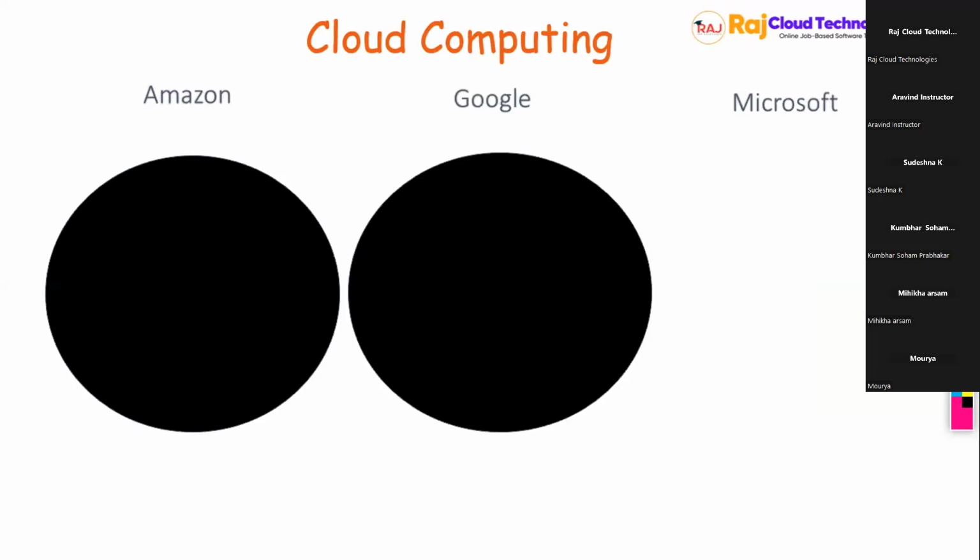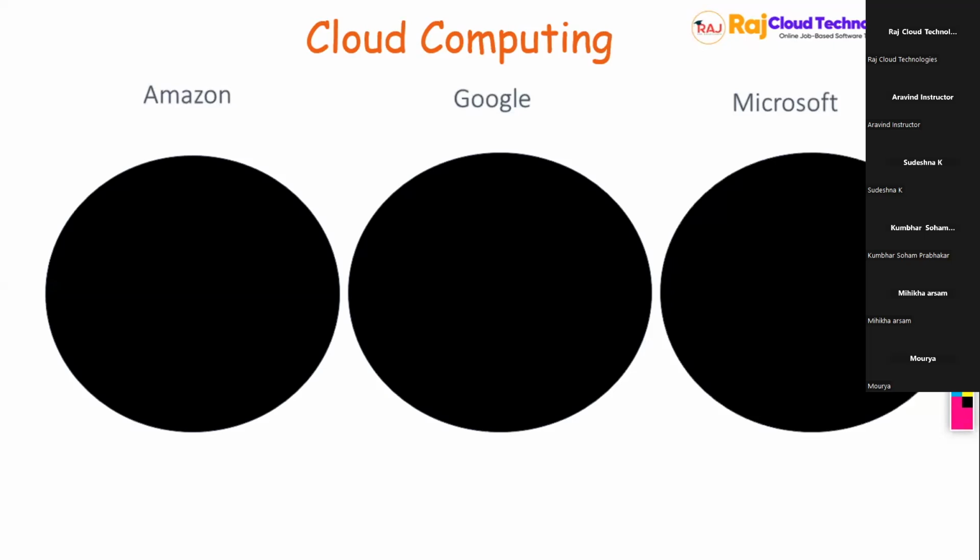Even Google company also has data centers across the globe. Even Microsoft company also has data centers across the globe. But how does Amazon company provide you the services? Through a platform called AWS. Through this AWS platform, Amazon company provides cloud services for us.